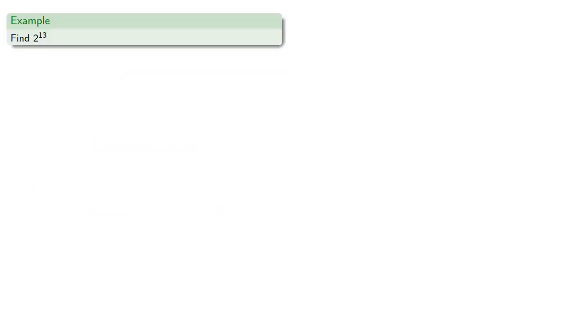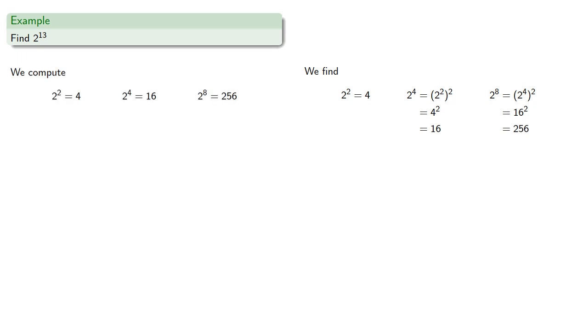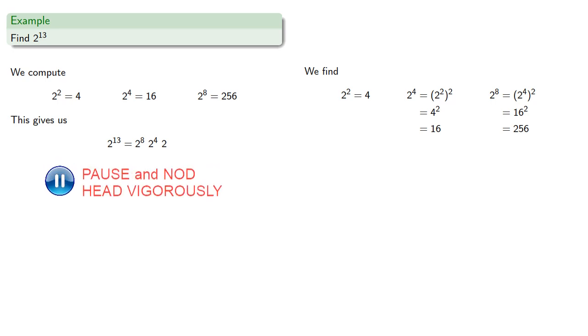So let's find 2 to the 13th. We'll compute 2 squared, that's 4. 2 to the 4th, that's 2 squared squared, or 16. 2 to the 8th, that's 2 to the 4th squared, that's 256. And if I want 2 to the power 13, that's 2 to the 8th times 2 to the 4th times 2, which will be 8192.